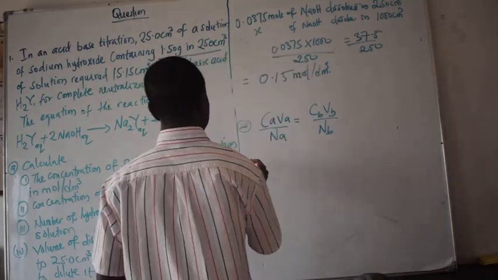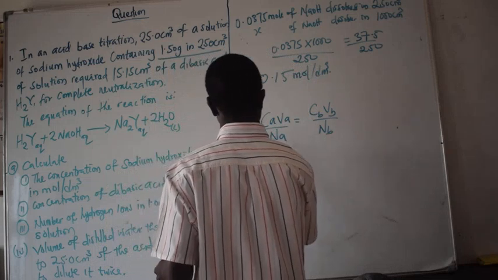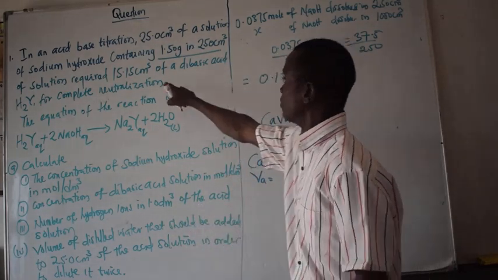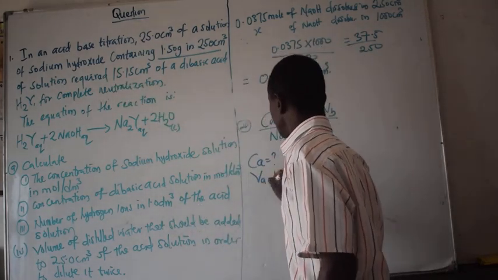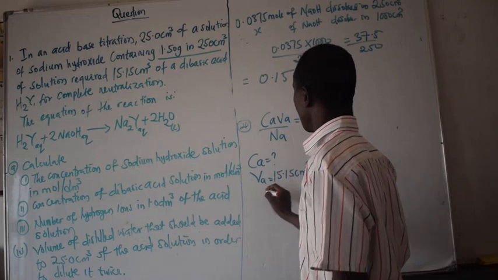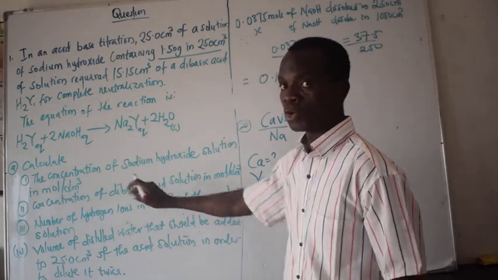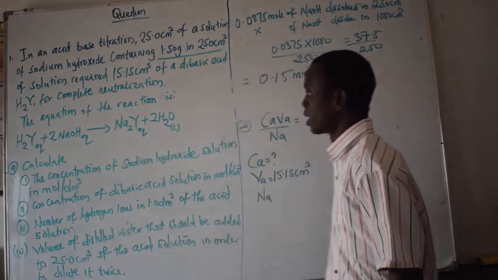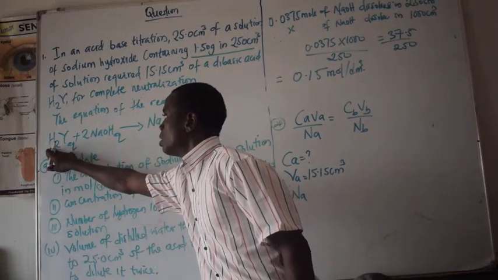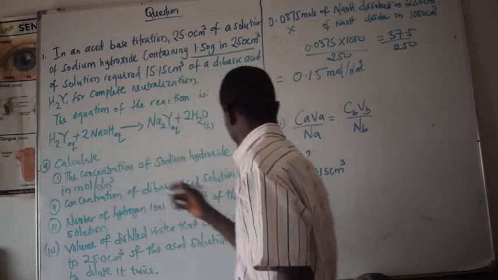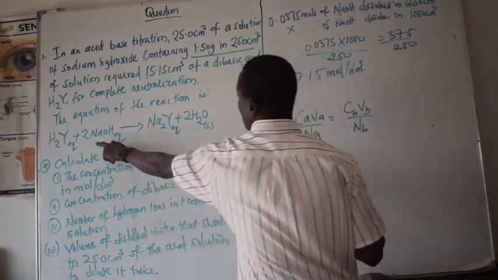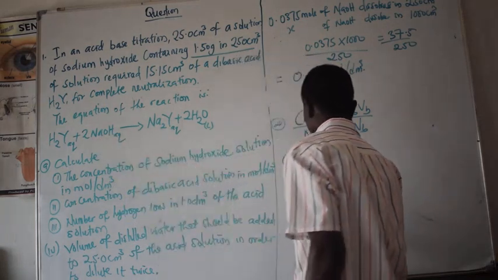So let us see. Our Ca, concentration of acid, is unknown. We are looking for it. The volume of acid, which is our titer value, has been given to us, that is 15.15 centimeter cube. And our Na is taken from our chemical reaction. Our Na is taken from here. What we have here is the number of mole of acid that is reacting, which is 1. Our Nb, the number of mole of base that is reacting, is equal to 2.